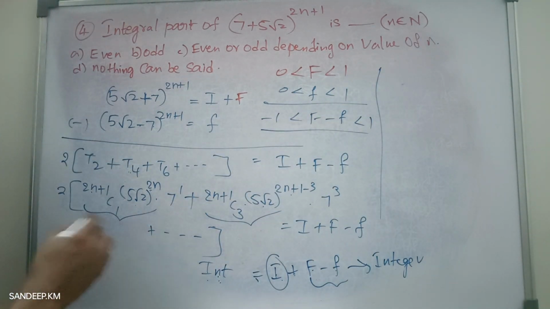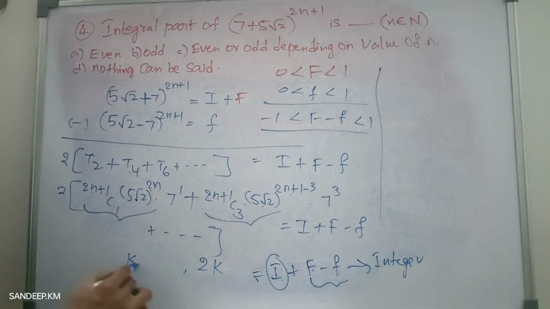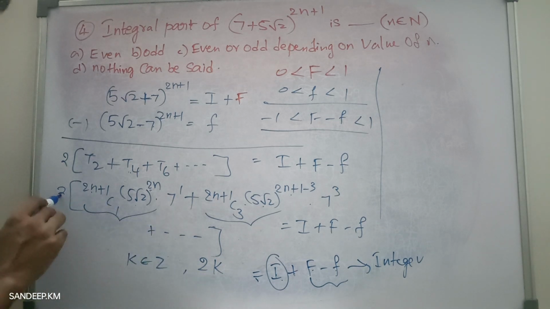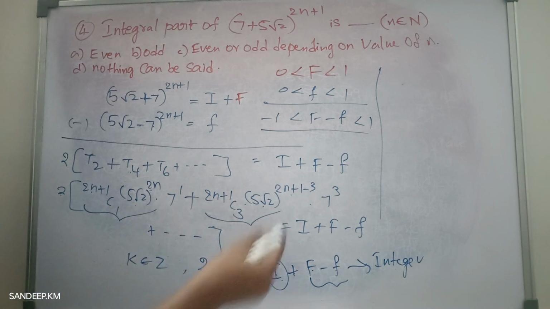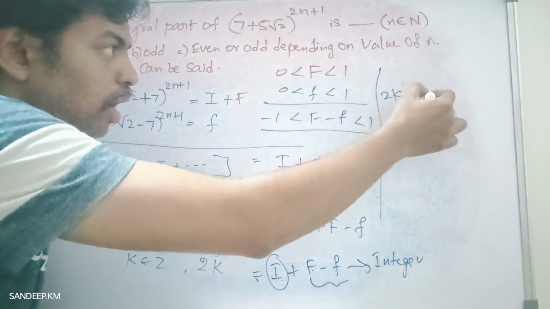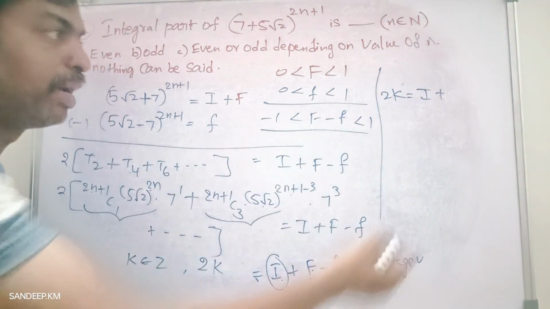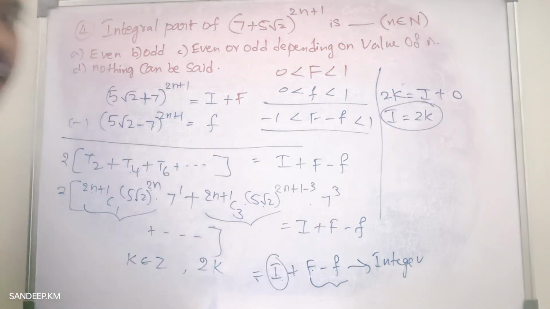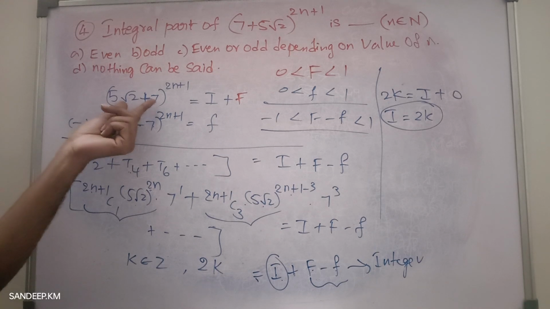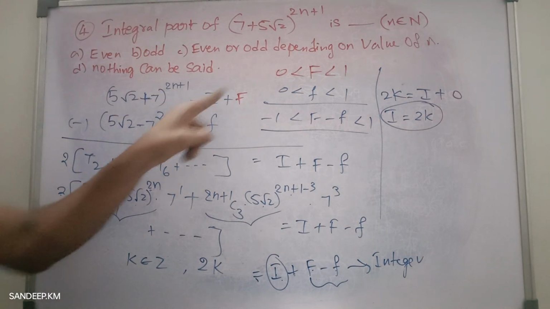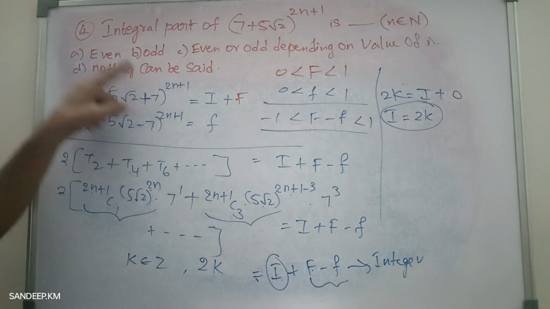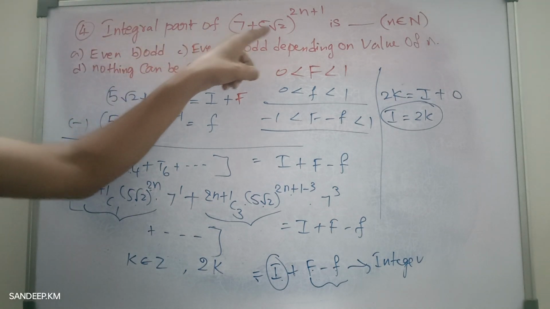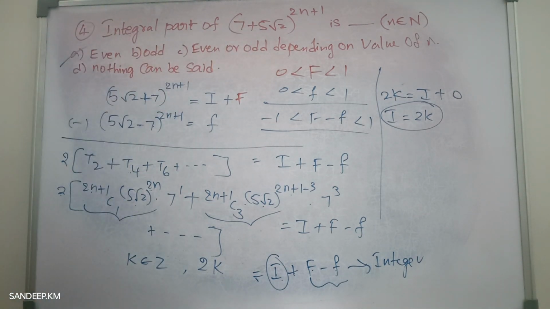So therefore, I will write the LHS as 2 into something, 2 into k, where k is an integer. So 2k is equal to I plus capital F minus small f, which is 0. Therefore, I is equal to 2k. The integral part for this expansion is I, and its integral part is 2k. That means an even number. So, therefore, the question is: the integral part of this expansion is what number? Even number. Option A is correct. Right? We'll go with the next question.